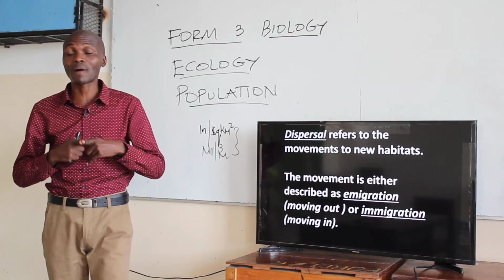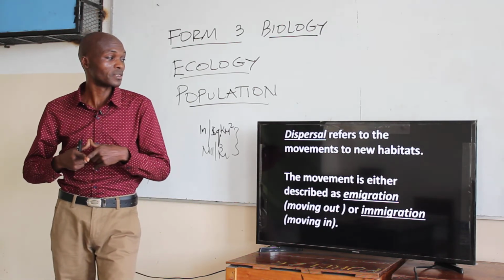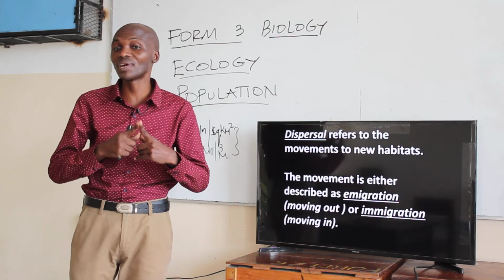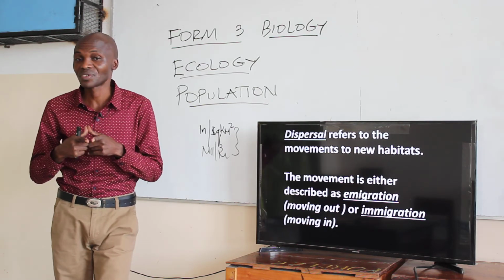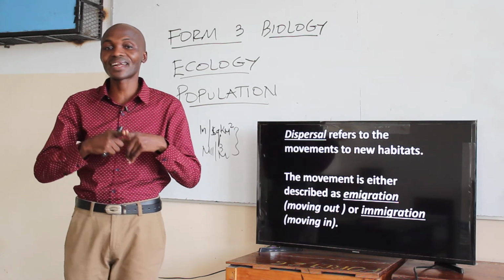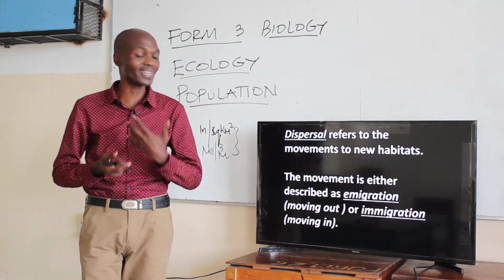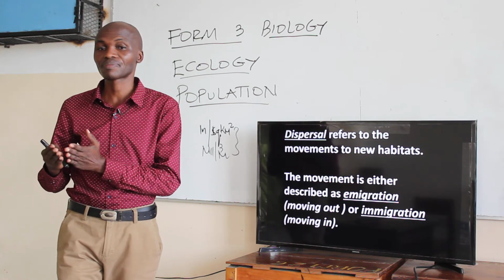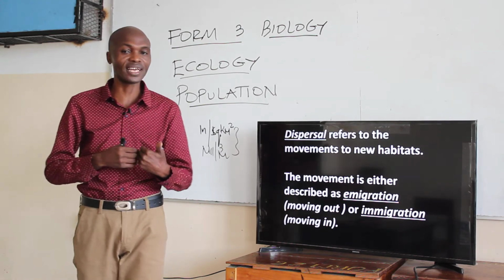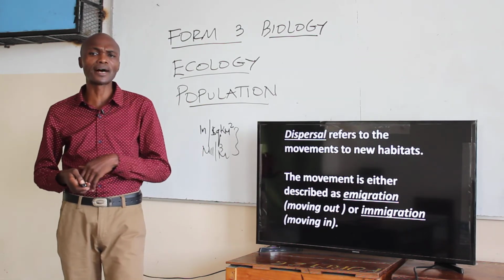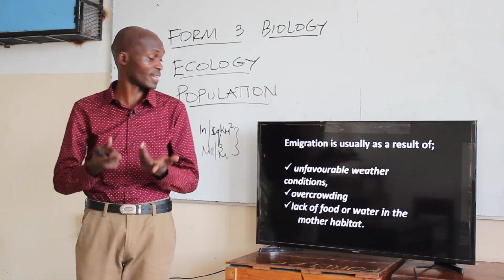Then the other term is dispersal. Dispersal refers to movements to new habitats. Note here, movements to new habitats, as opposed to dispersion. Dispersion is the distribution, but with dispersal we are referring to movements of organisms to new habitats. Now, these movements can be classified as either emigration, or moving out, and immigration. Immigration means moving in. Emigration is usually a result of things like unsuitable weather conditions.